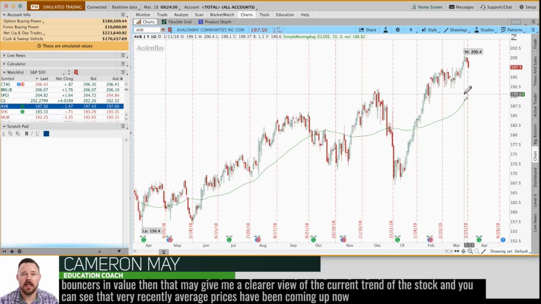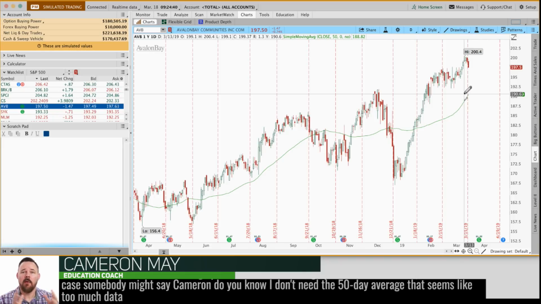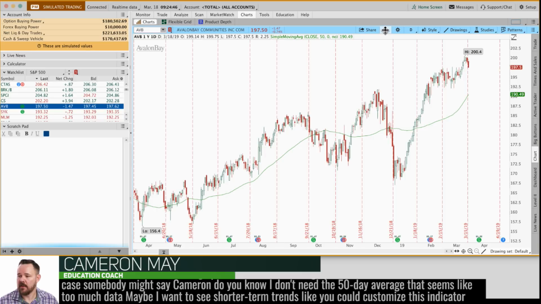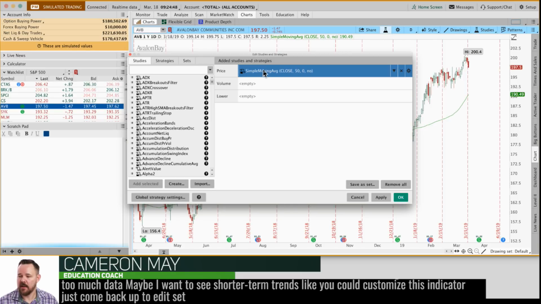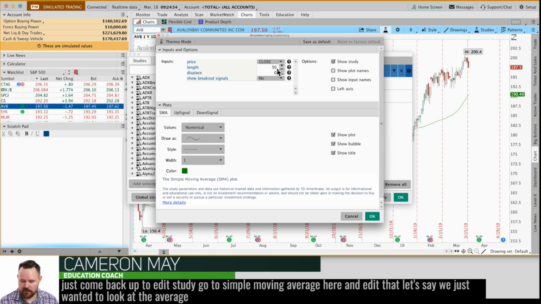Now, there may be a technical case. Somebody might say, Cameron, you know, I don't need a 50-day average. That seems like too much data. Maybe I want to see shorter-term trends. Well, you could customize this indicator. Just come back up to Edit Study, go to Simple Moving Average here, and edit that. And let's say we just wanted to look at the average price over the last 10 days.